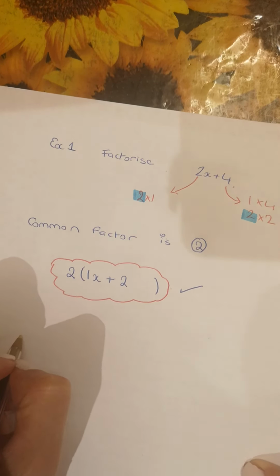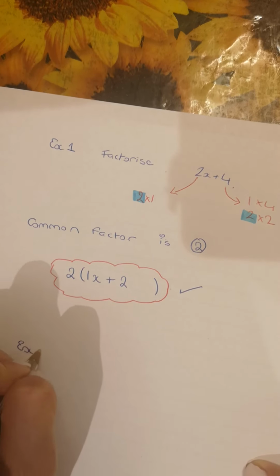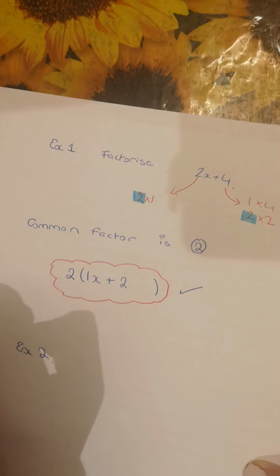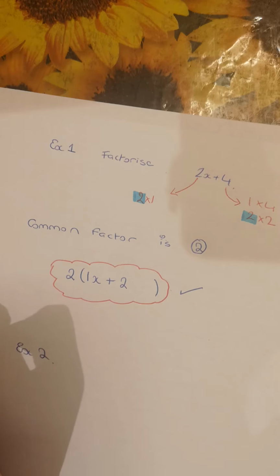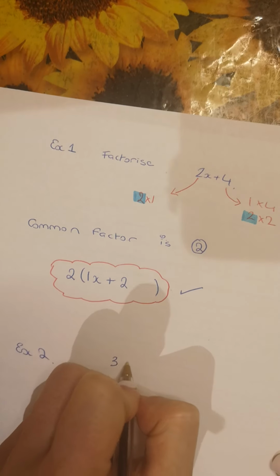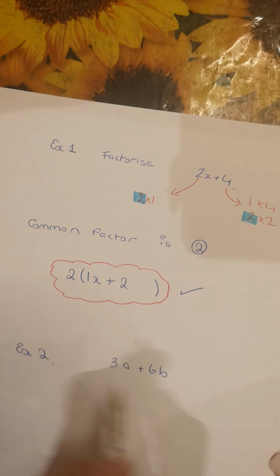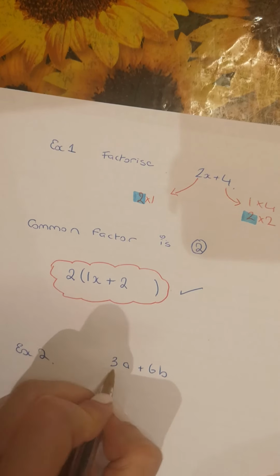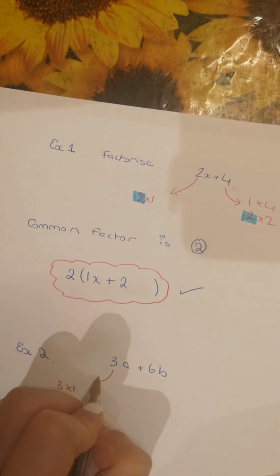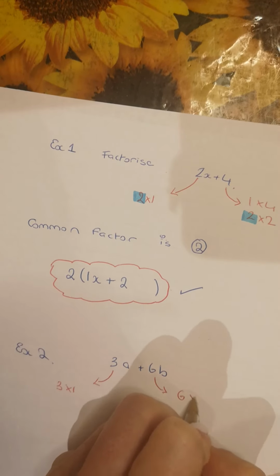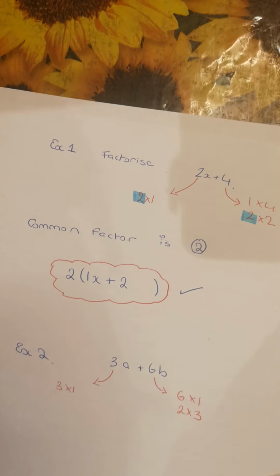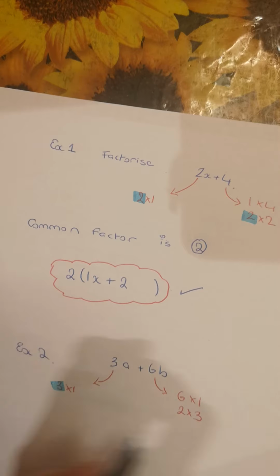Example 2. Can you still see on the screen? There we go, example 2. So now let's see. 3a plus 6b, and you've been asked to factorize that. So what's the common factor? Well, factors of 3 would be 3 by 1. Factors of 6 would be 6 by 1 and 2 by 3. So what number can I see on the left and what number can I see on the right? I see a 3 and I see a 3.